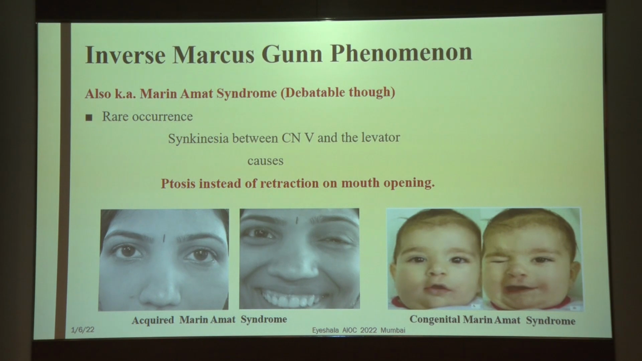It is also called the Marin Amat syndrome. However, it is debatable. Some people say the Marin Amat is because of the orbicularis muscle, due to the misconnection between fifth and seventh nerve, while inverse Marcus Gunn is due to fifth and third nerve. So it's debatable, but in this, ptosis increases on opening the mouth.